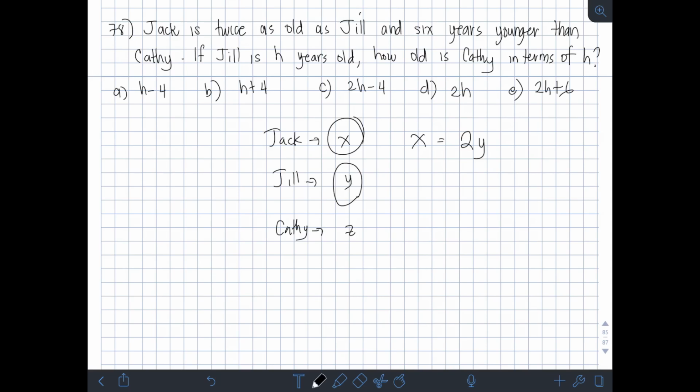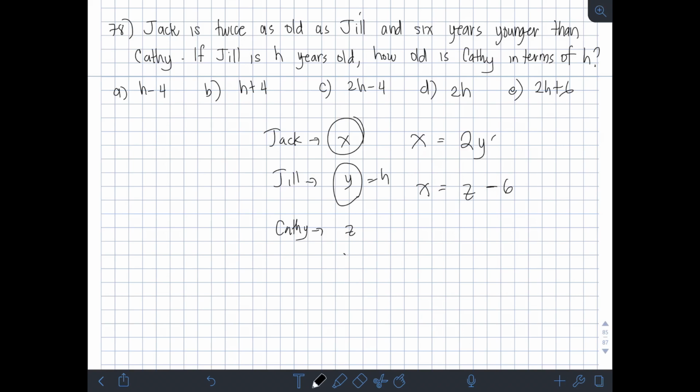And then, si Jack din daw is 6 years younger than Kathy. So, therefore, Jack, which is X also, is 6 years younger. Kapag younger, minus 6. Dun sa age ni Kathy na nirepresent natin as Z. If Jill is h years old, so, ibig sabihin, yung value daw nung age ni Jill is, pwede natin i-substitute dito sa Y is h, kasi yun yung current age niya. How old is Kathy in terms of h?